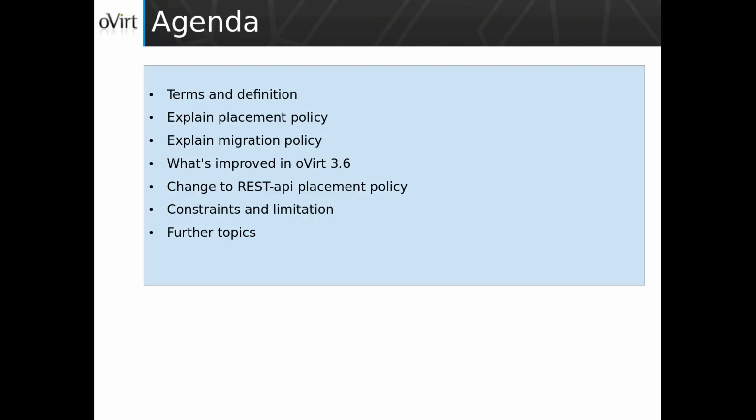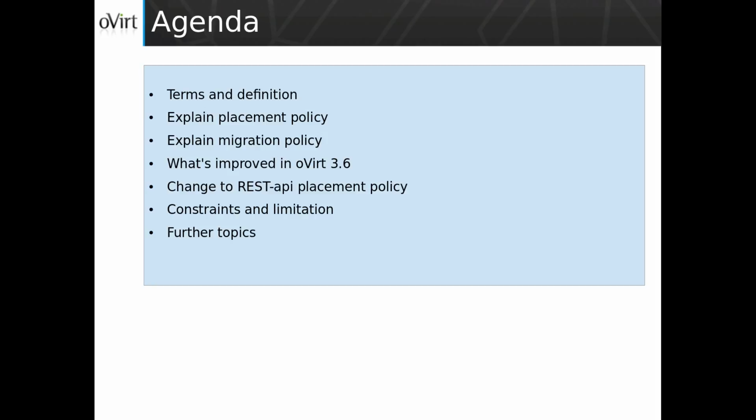The agenda for the presentation is first review basic terms and definitions used across the presentation. Explain placement policy: why, what, and how. Explain migration restrictions: why, what, and how. I will review relevant improvements and updates to Ovirt 3.6. Then describe updates to the REST API relevant to these features. Describe features, concerns, and limitations, and finalize with reference to relevant information in the Ovirt project.